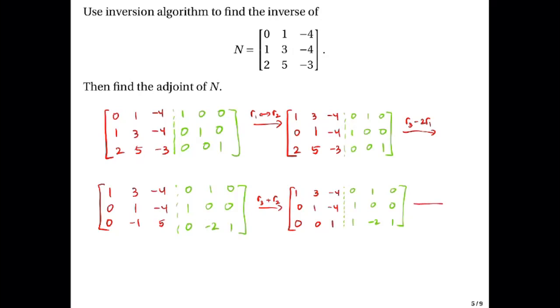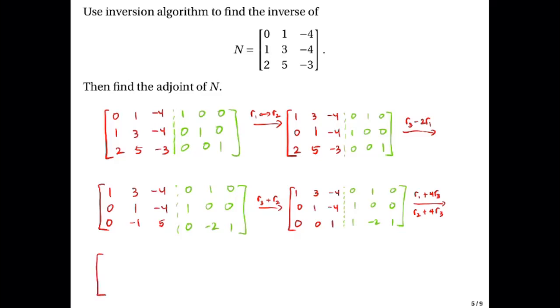So here we replace row 1 by row 1 plus 4 row 3. Row 2, we do the same thing. So row 2 plus 4 row 3.